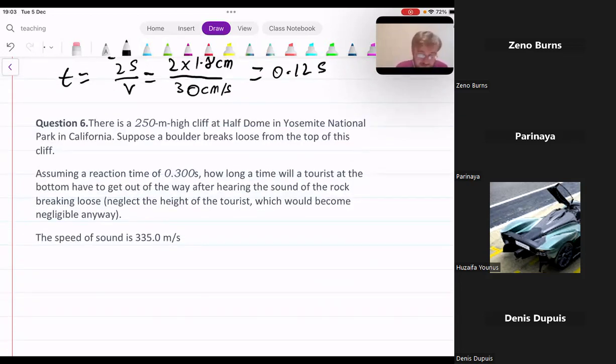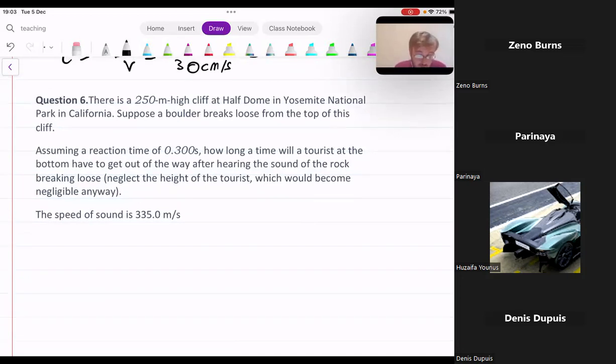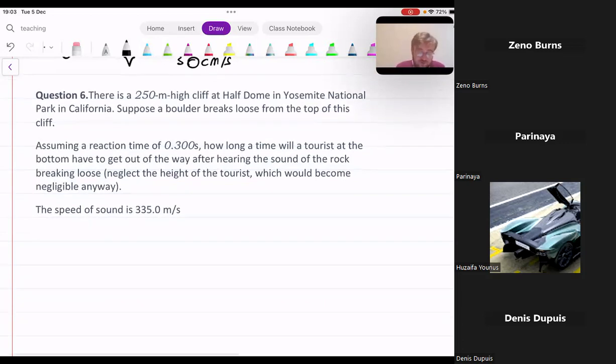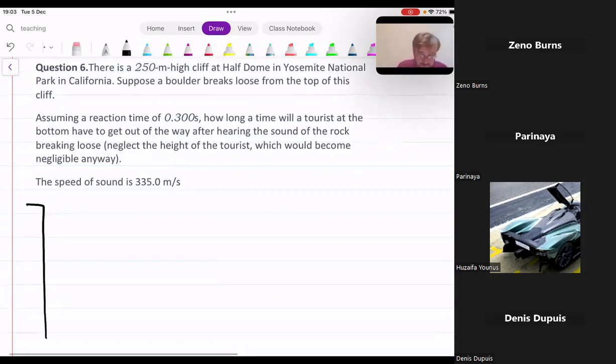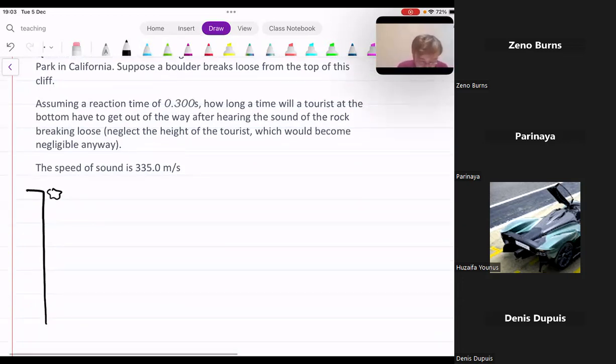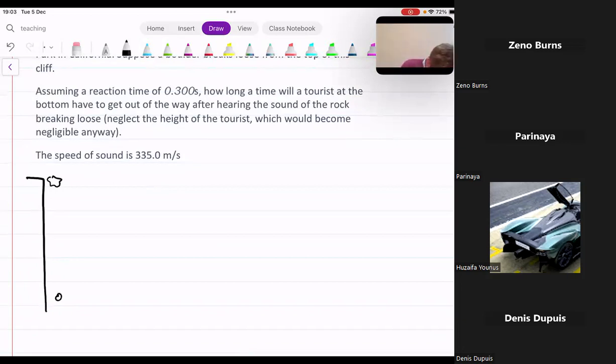And then finally, the last question. We have a 250-meter high cliff at a national park. I'll draw this as I read it. And a boulder breaks loose from the top. At the bottom, there's a tourist. How much time does this tourist have to get out of the way?